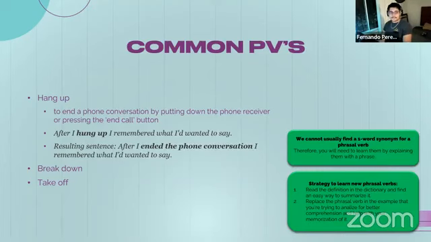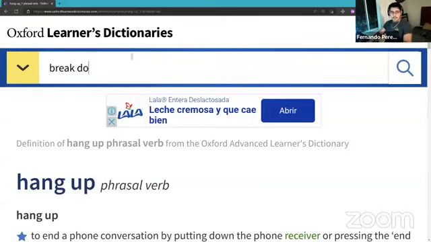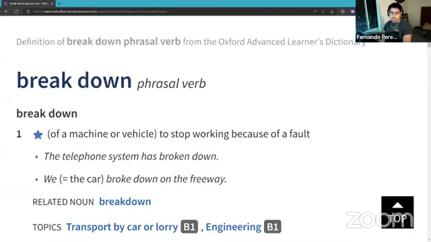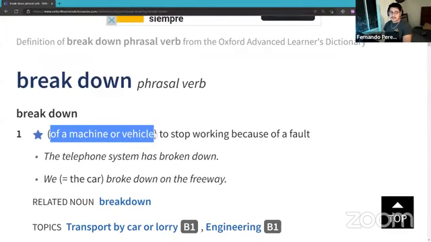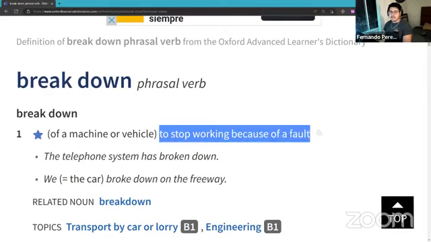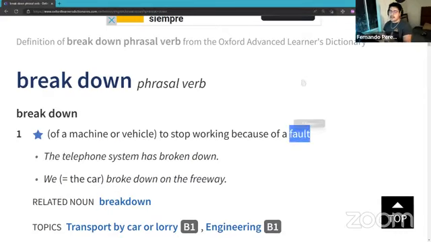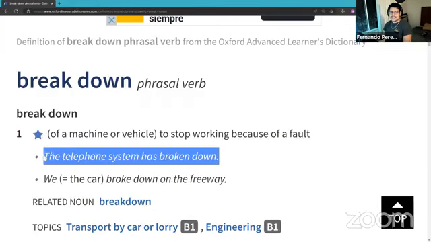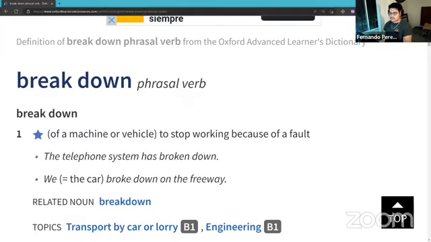You are correct, Isaac. Break down. Of a machine or vehicle, to stop working because of a fault. What is a fault? A problem, an error, a mechanical failure. Okay? So here you have this example. The telephone system has broken down.